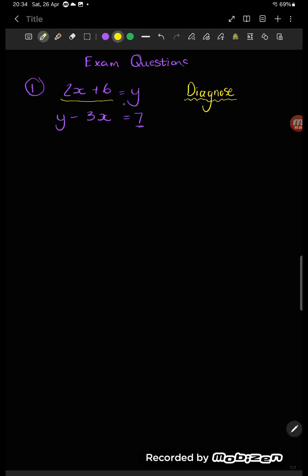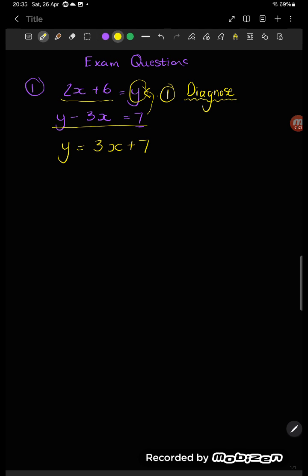Now I've got 2x plus 6 is y. Then this is my first equation. And please label it as 1, because later on it's going to be a bit confusing if you're not labeling your equations. Okay, so then I want to put this into the same form that this is in. So this says y is equal to something, so let's put this into that form. So we're going to say y is equal to 3x plus 7.